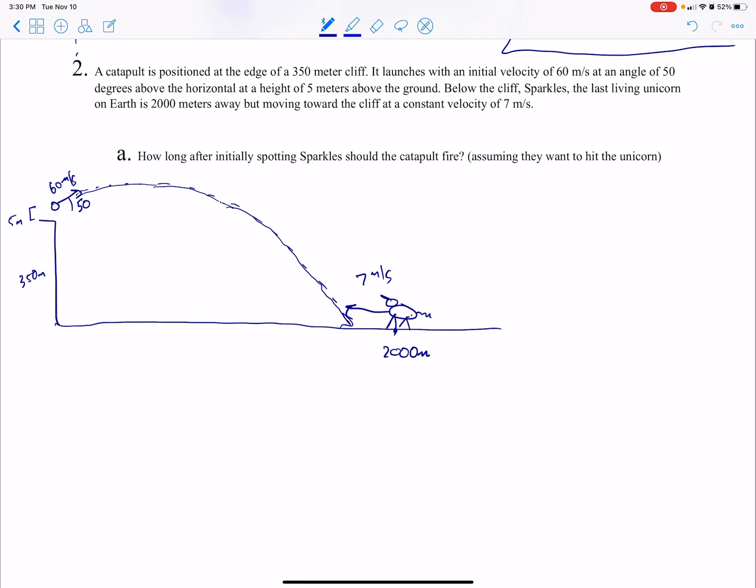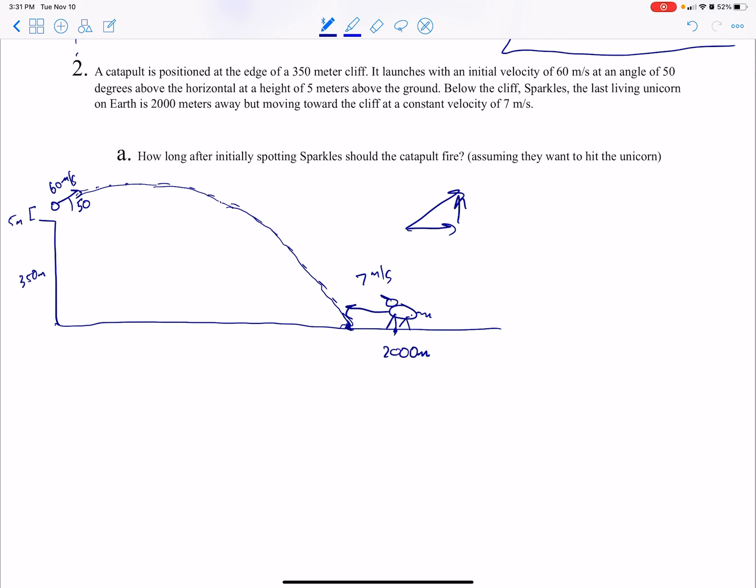So first things first, since we're interested in two objects when they meet, we should be using the distance formula for both and setting them equal to each other. So first, let's figure out how long it takes for the catapult boulder to hit the ground, because we'll assume that that's where, at least in the y direction, the collision will take place. So first, we've got to get the x and the y components for this shot.